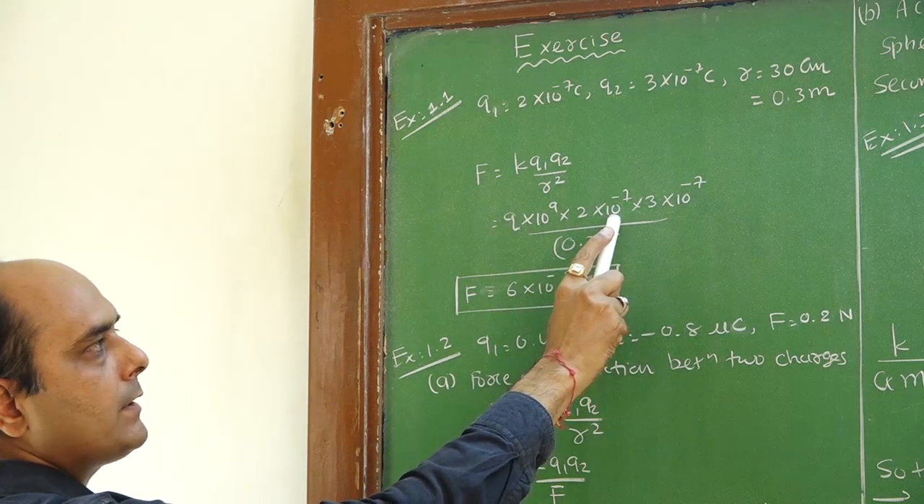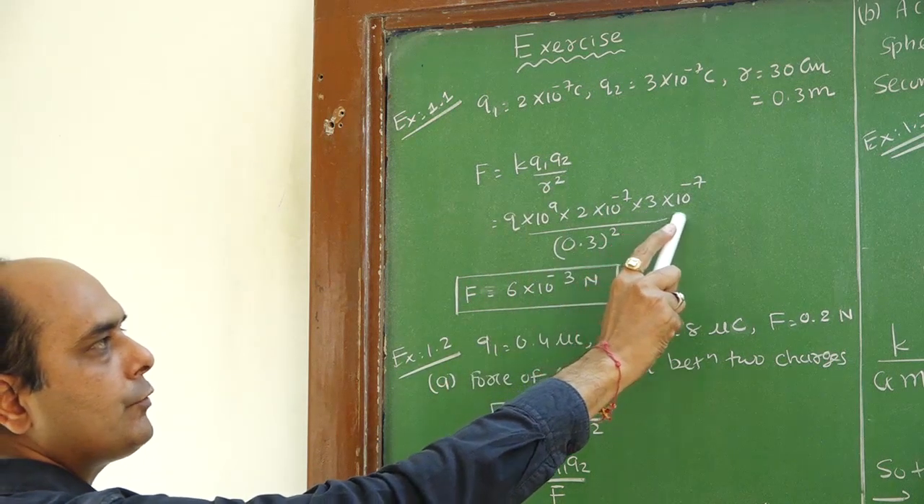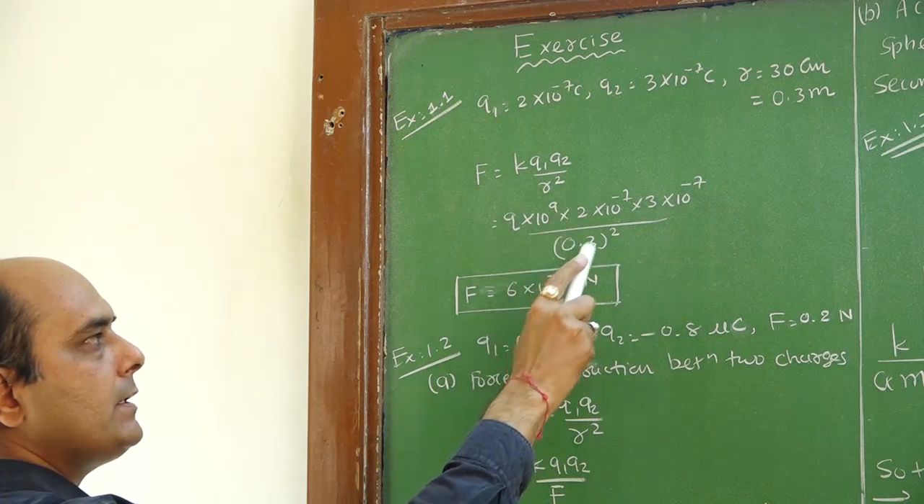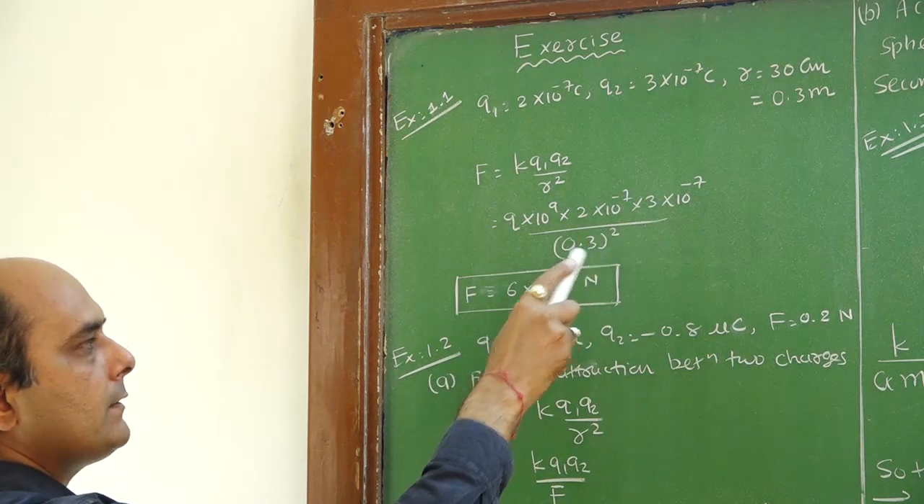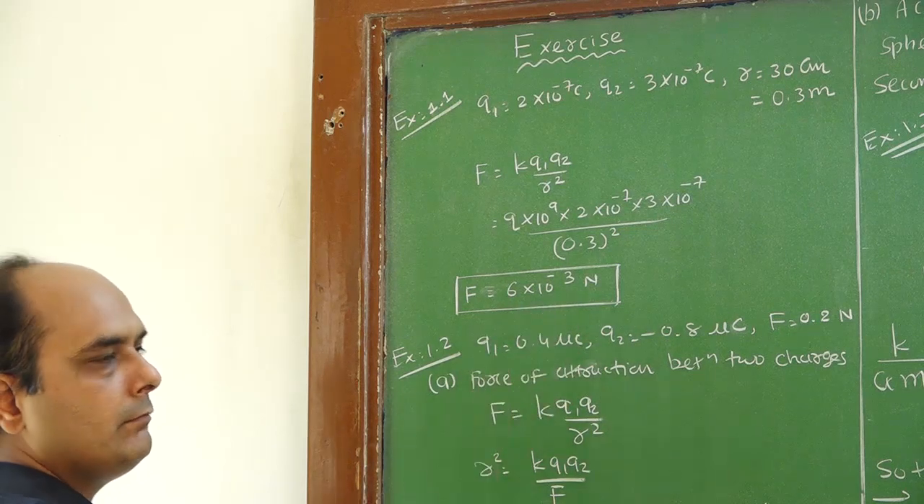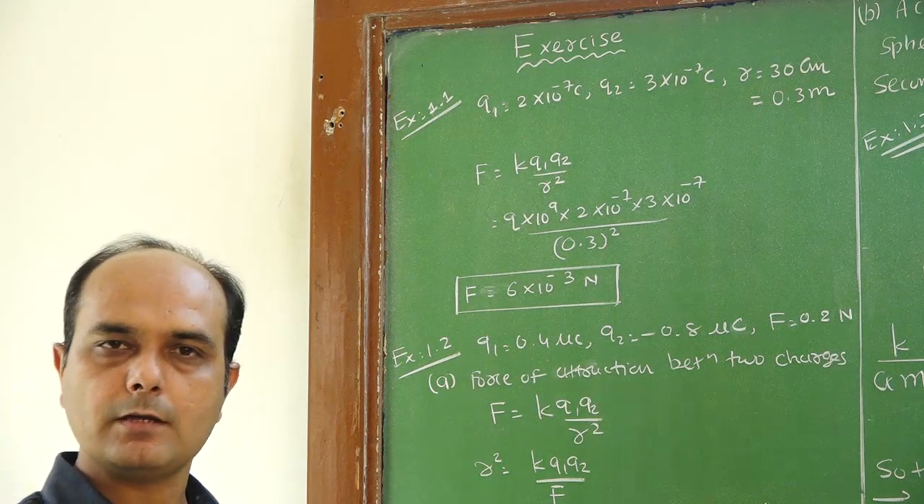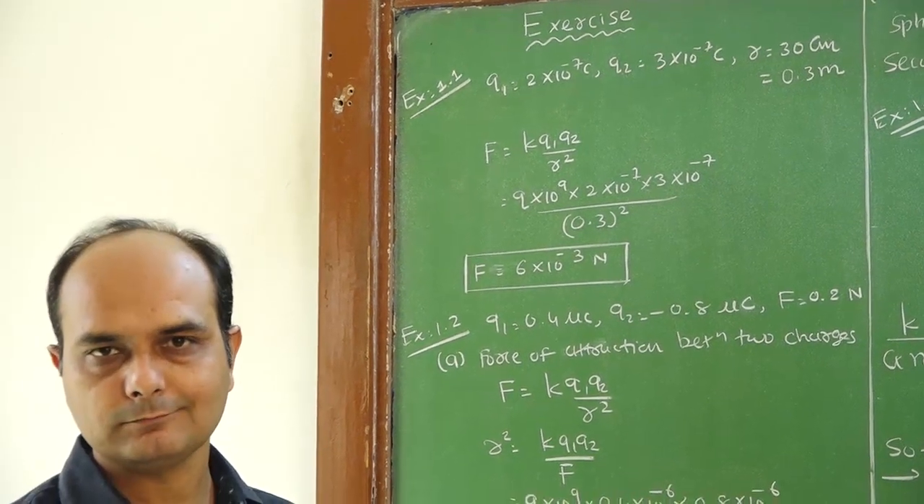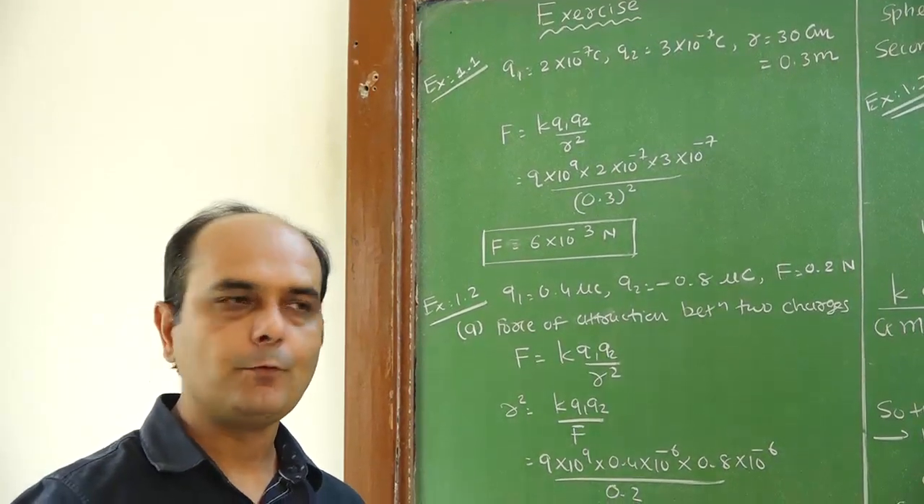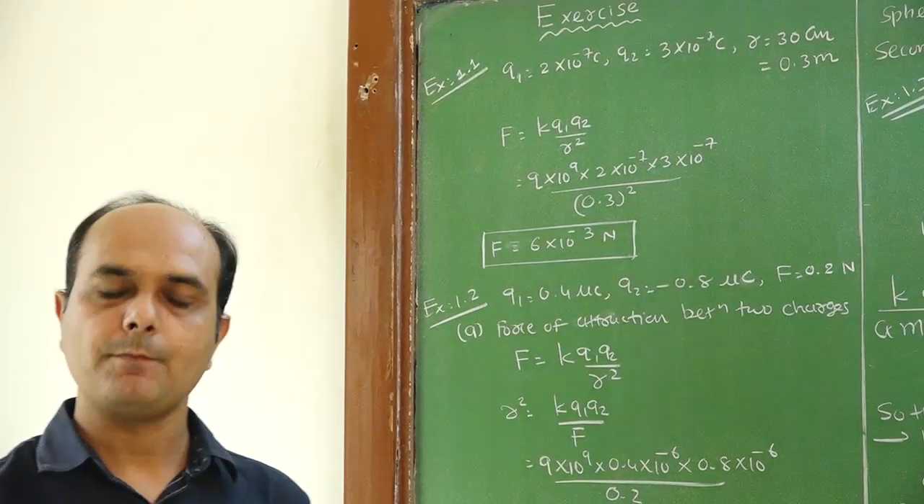Q1 is 2 into 10 raised to minus 7, Q2 is 3 into 10 raised to minus 7, distance R is 0.3, squared. By calculating them, your answer is 6 into 10 raised to minus 3 Newton. It is completed. This example is to be asked in 1 mark only, not in 3 marks. Now we are moving on to the next example, your example number 2.